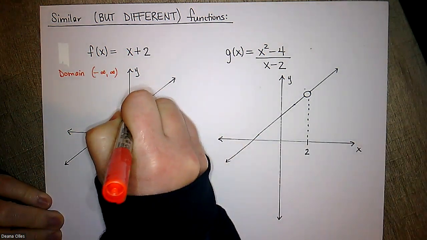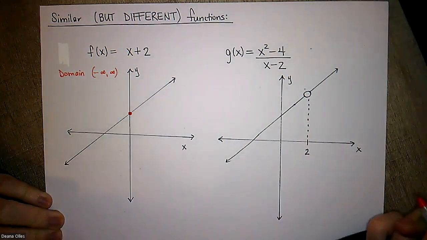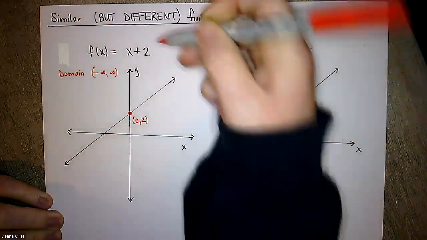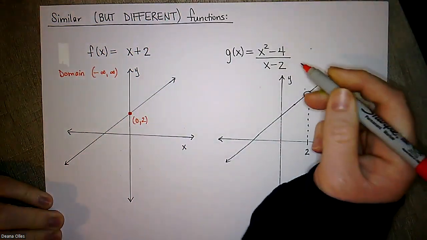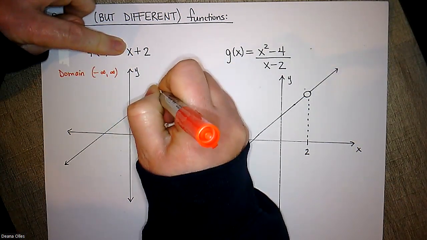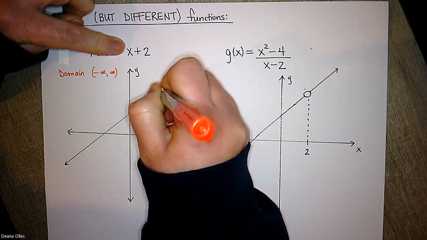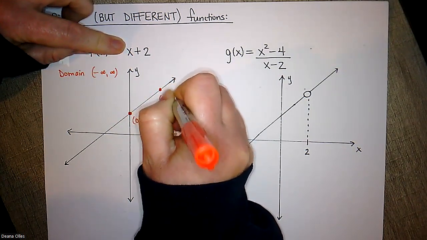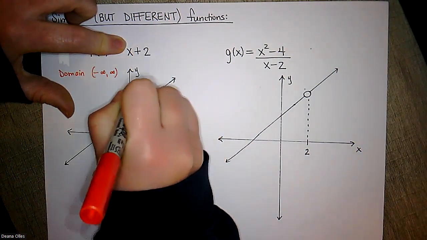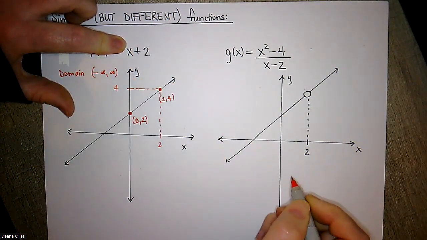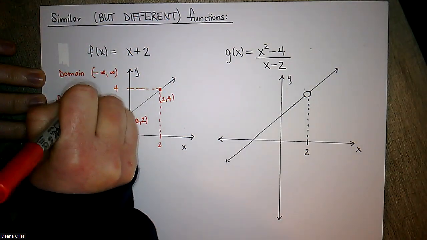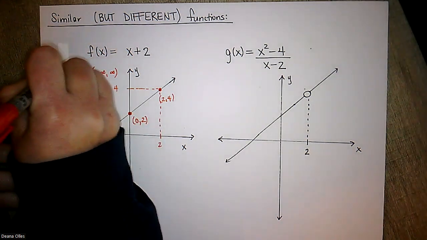Now, if I put 0 in for x, I'm going to get a y-intercept of 2. So that's why we have x plus 2. And then this has a slope of 1, so I would have the point 1, 3. And then I could have the point 2, 4. So what that means is at 2, my function is 4. So I can actually say f of 2 equals 4. That's another really important piece of this.